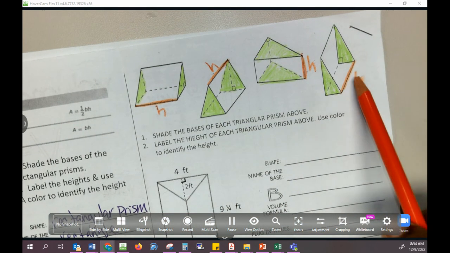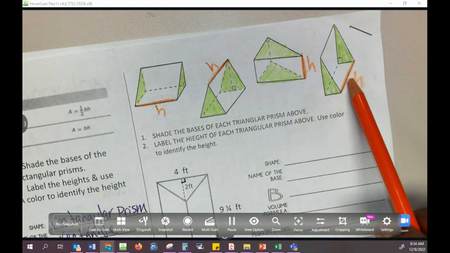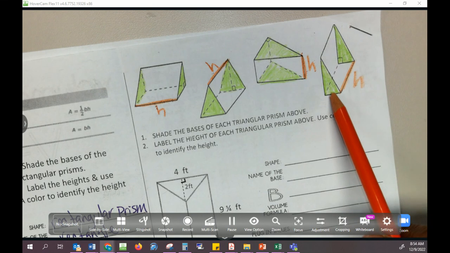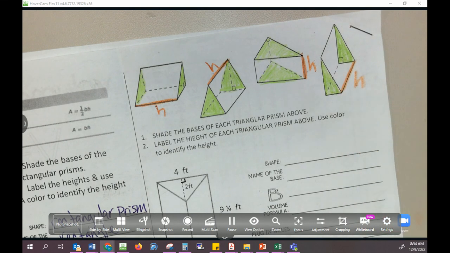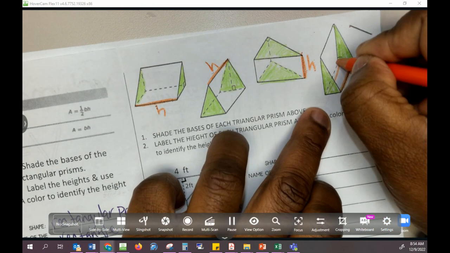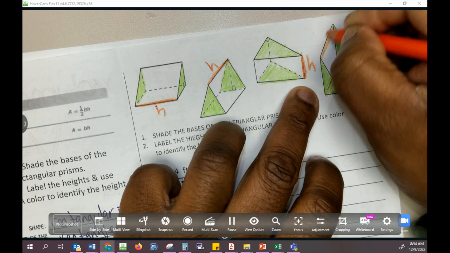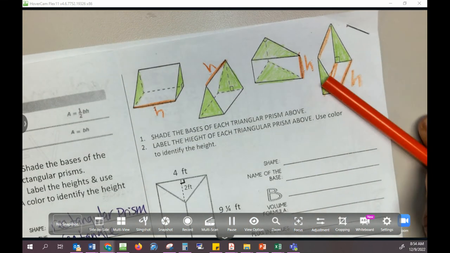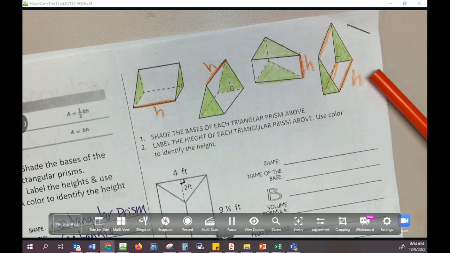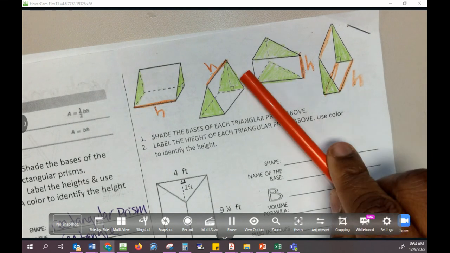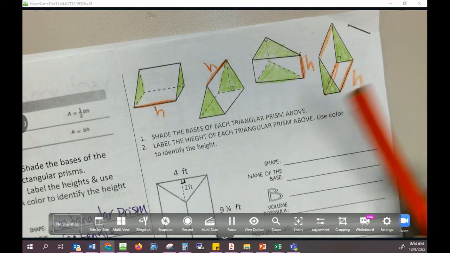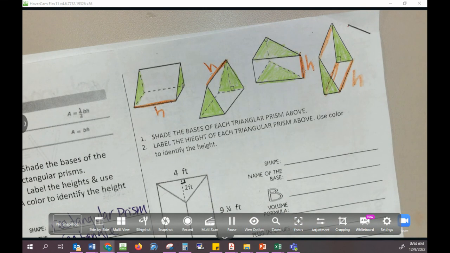Now, remember, I might just say I'm identifying this one, but that means all of these can be labeled as a height. I can honestly go through and identify all of these as my height because, again, they're the space between the bases. So you might not always see it here, but it might be marked on the side or marked in the back. But that's how we can distinguish.